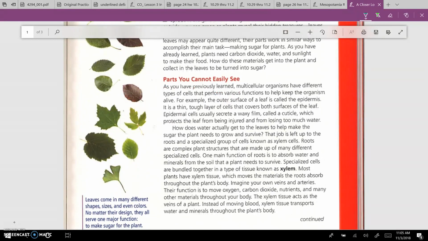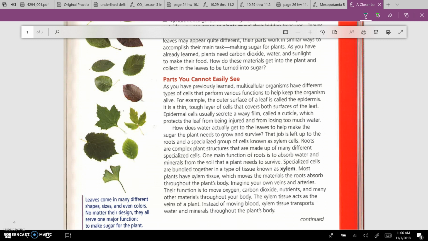As you've previously learned, multicellular organisms have different types of cells that perform various functions to help keep the organism alive. For example, the outer surface of a leaf is called the epidermis. It is a thin, tough layer of cells that covers both surfaces of the leaf. Epidermal cells usually secrete a waxy film called a cuticle, which protects the leaf from being injured and from losing too much water.